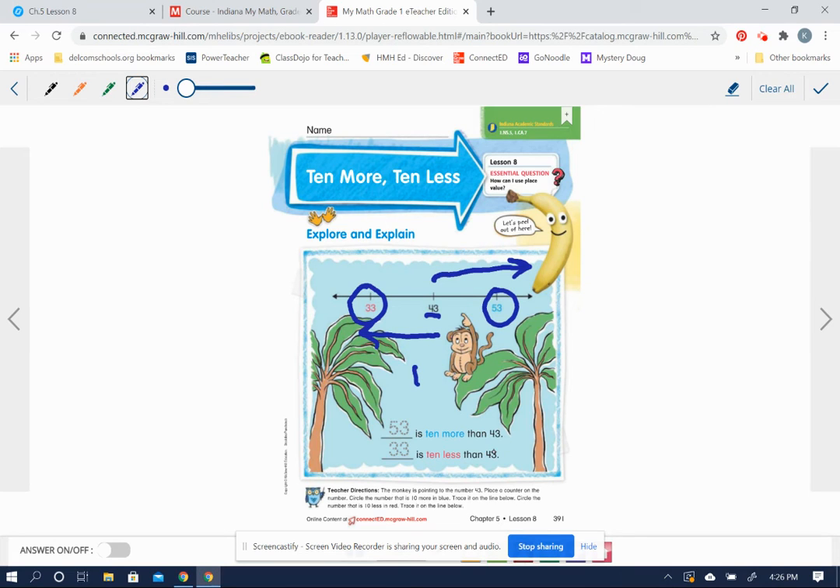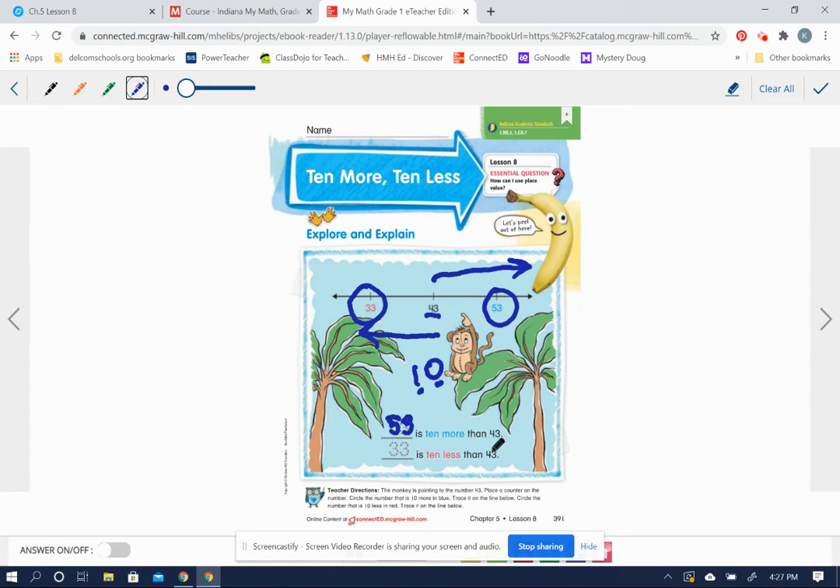And when you write the number 10, how many ones are there in the number 10? 0. So we're adding or subtracting 0 to that 3. So it is not going to change. But we are adding a 10.